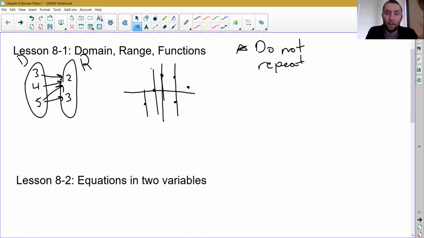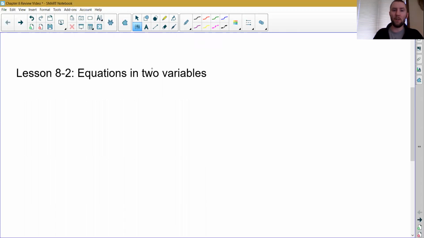So go back and review, refresh, determining if a relation is a function, and how we represent relations in mapping diagrams or on graphs as well. In the second section of Chapter 8, we started talking about equations, equations that relate x and y, where x and y are just variables that we can put any values into: x as an input or domain, y as an output or range.